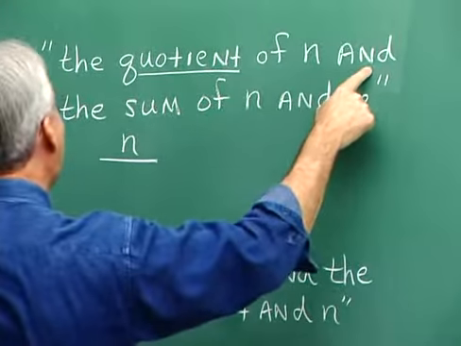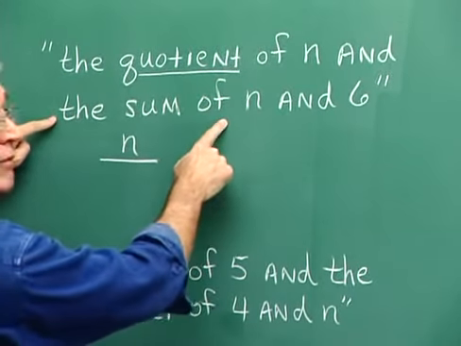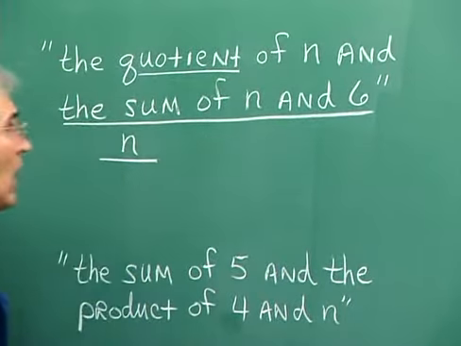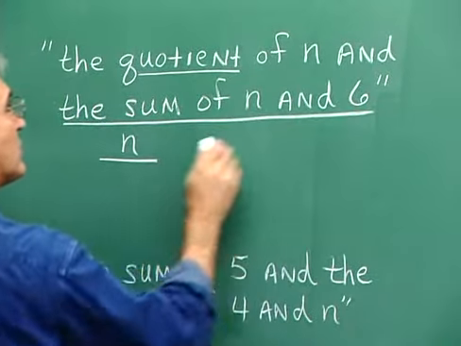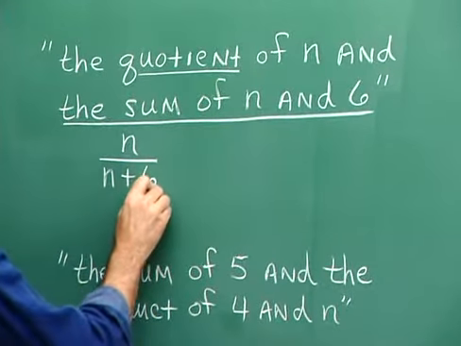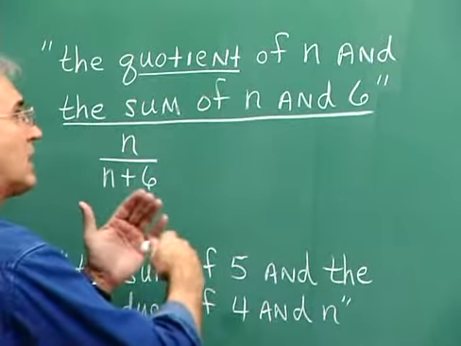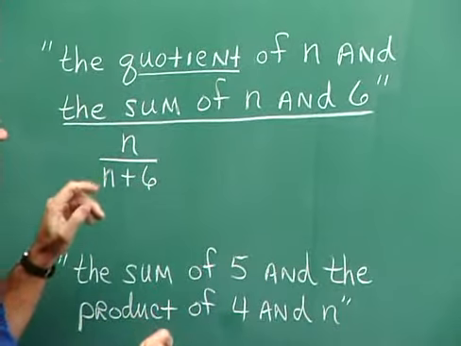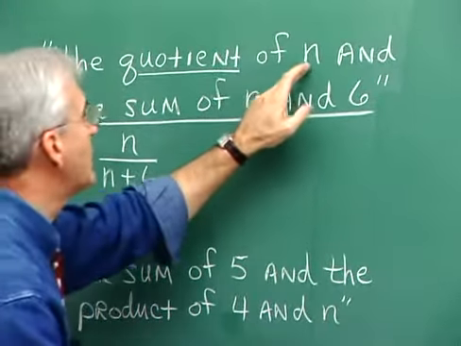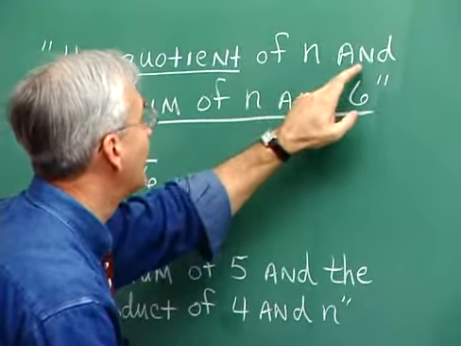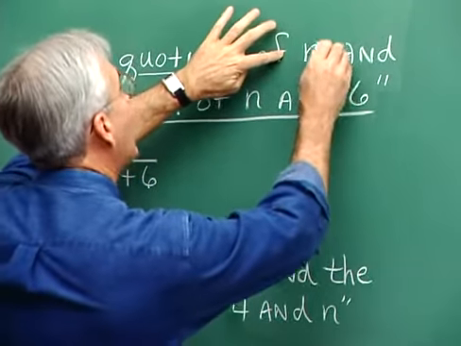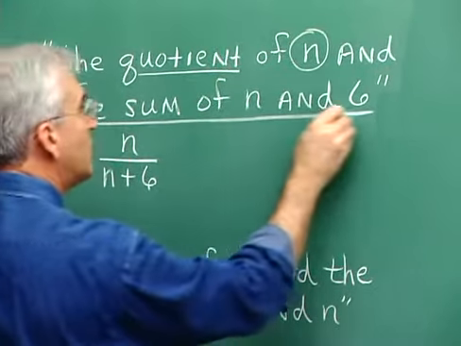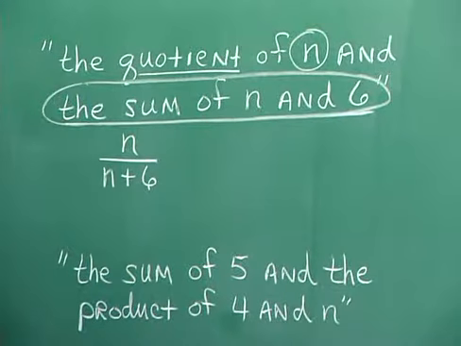The quotient of n and, the sum of, so all of this then is going to be in the denominator. The sum of n and 6. That's n plus 6. You see, we're kind of putting some things together, and it's important how we look at this. The quotient of means fraction. And the first item following these three words, n, the part that is between this and, is in the numerator. And the part that follows the and goes into the denominator. So that's the idea.